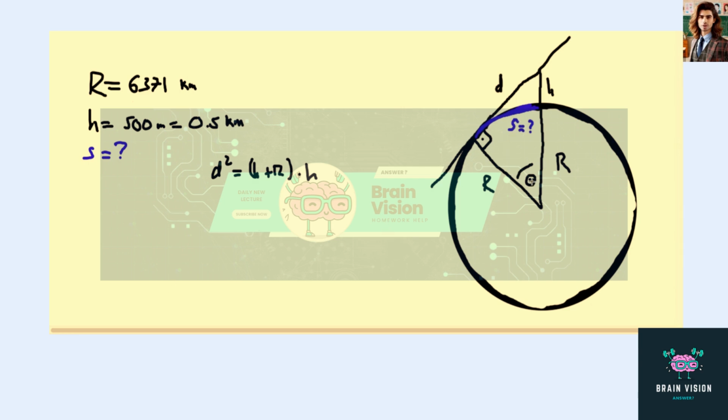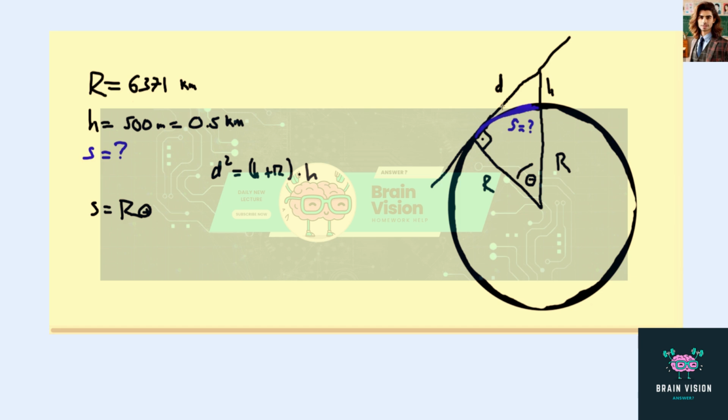Well, if you know this angle theta and it's given to you in radians, then you can just say that s is equal to r times theta. This is just a normal arc length formula for a circle. But then how do you find this angle?